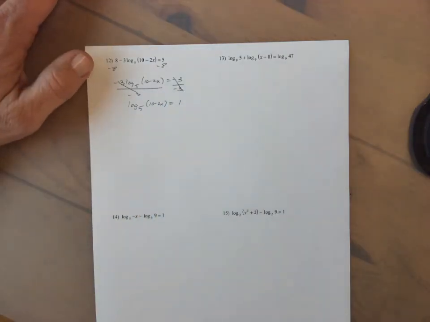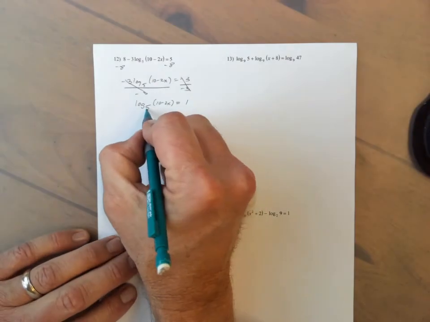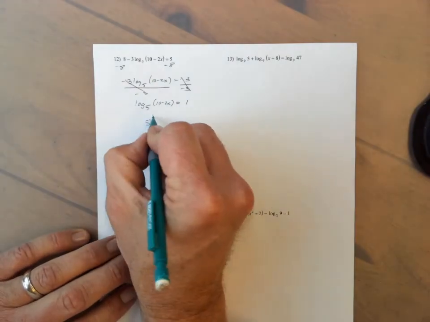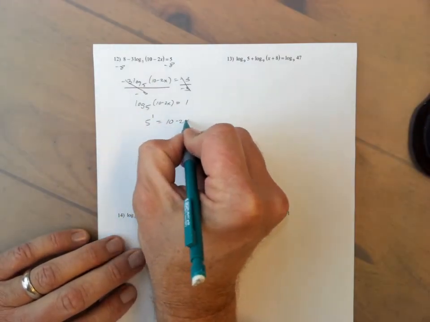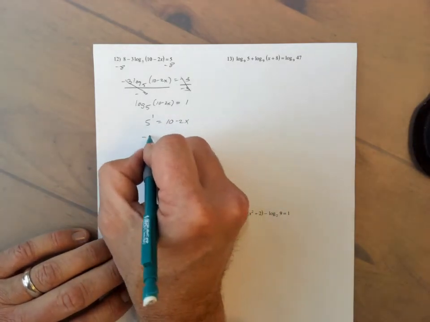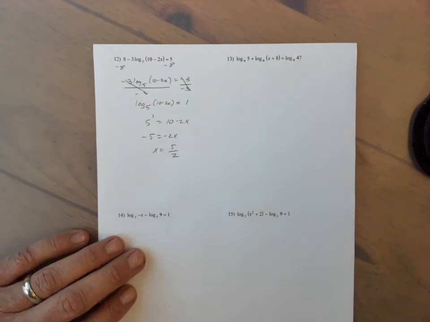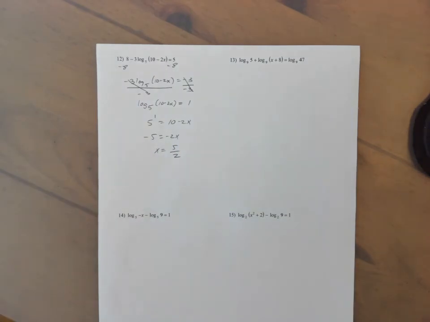So now, because we don't have a log statement on the other side, we're going to write this as an exponential. So 5 raised to the first equals 10 minus 2x. Subtract 5 from both sides. -5 equals -2x. x is 5/2. And again, we do want to check our answers. I'm not going to go through that, but I do know that this works.